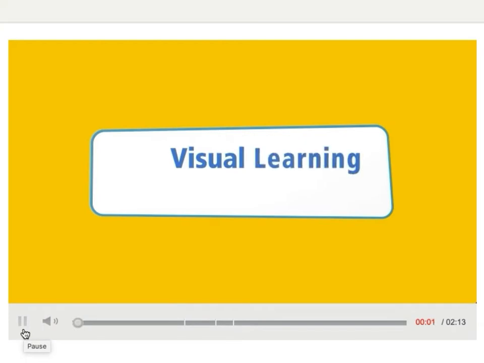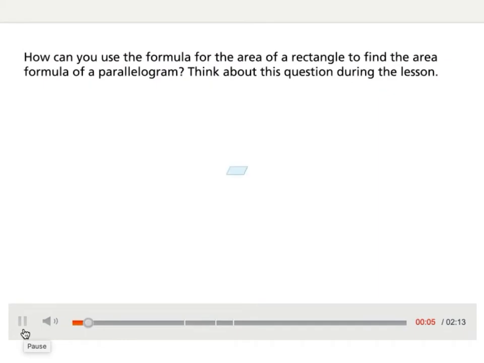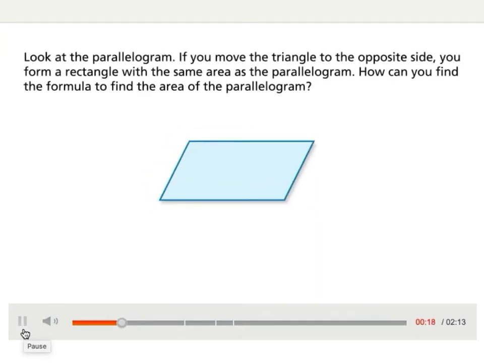But before we start the lesson proper, let us first watch this video. How can you use the formula for the area of a rectangle to find the area formula of a parallelogram? Think about this question during the lesson. Look at the parallelogram. If you move the triangle to the opposite side, you form a rectangle with the same area as the parallelogram. How can you find the formula to find the area of the parallelogram?